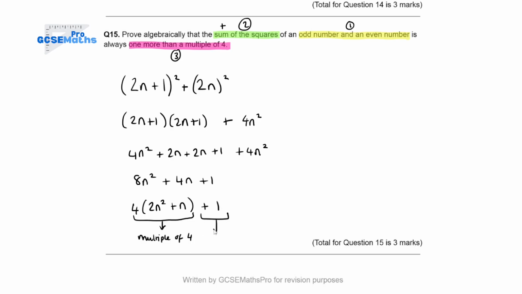And then do you see how this bit is then, if that's a multiple of 4 and I've added 1, that's 1 more than a multiple of 4. So that's it, I've proved it. And I've proved it algebraically because whatever number I sub in for n, it will work. So don't ever try and sub in random numbers yourself.